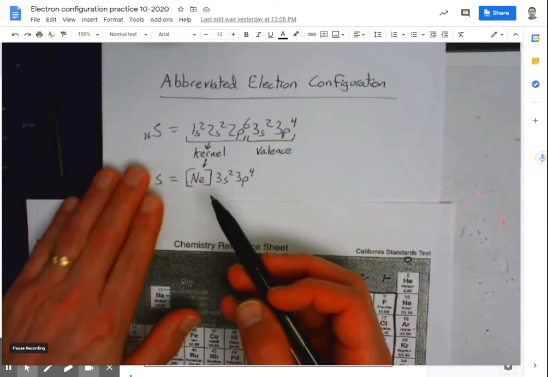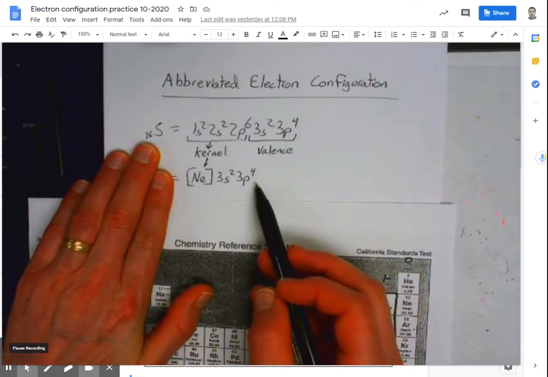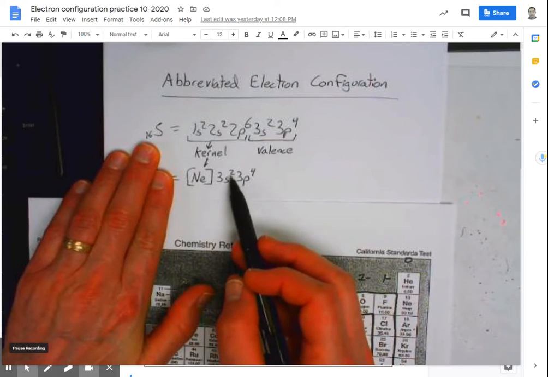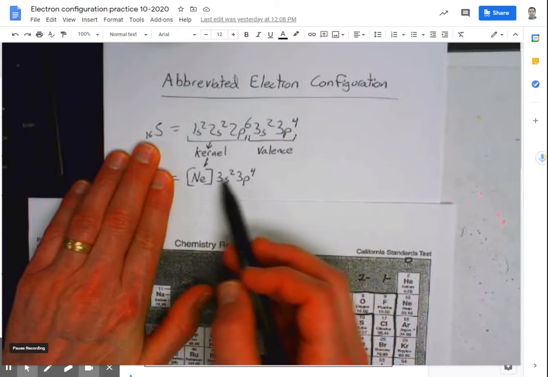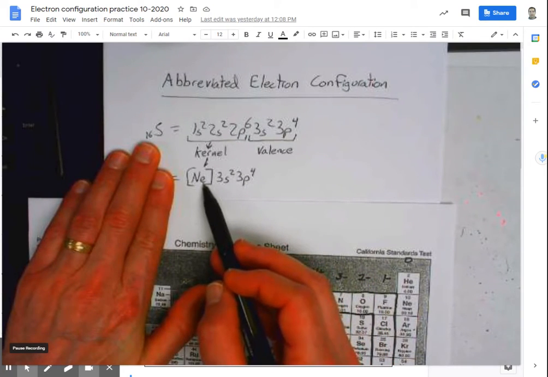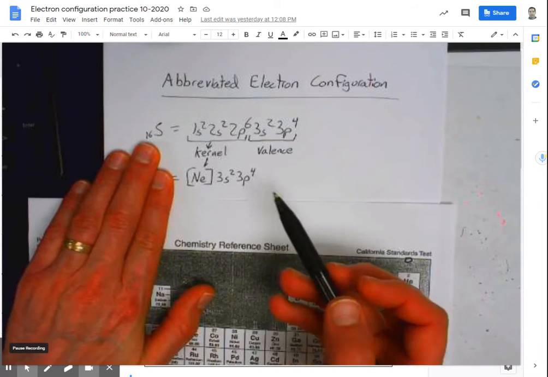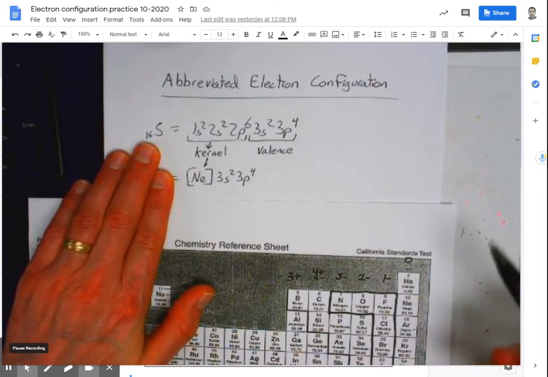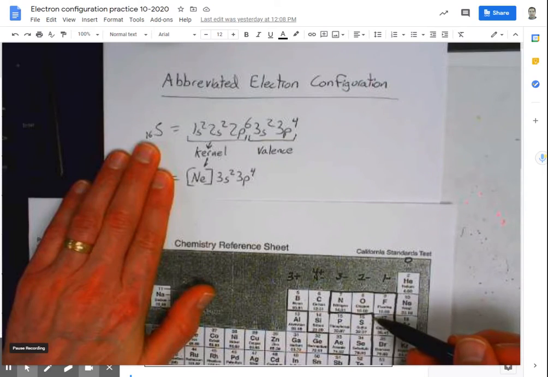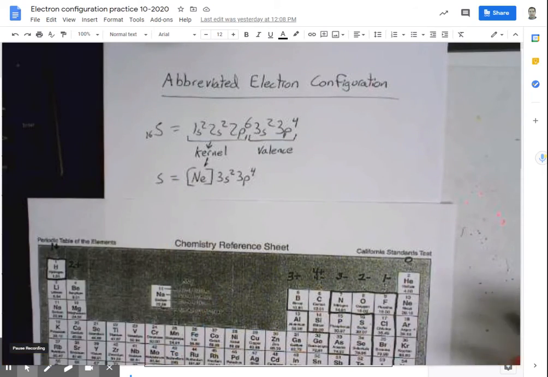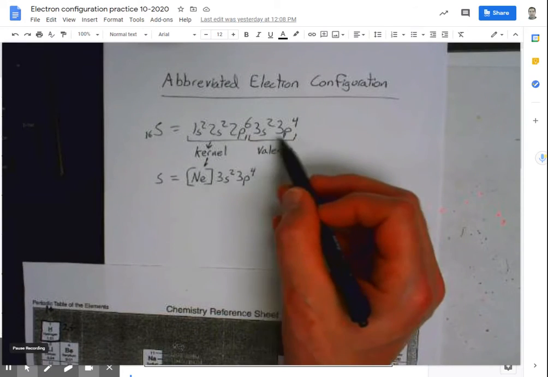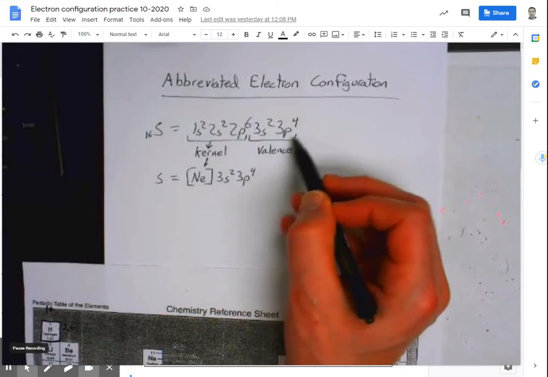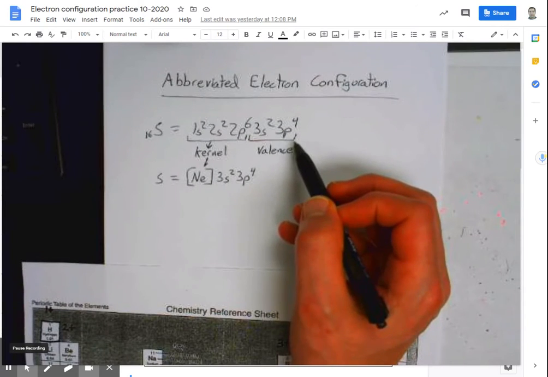Now, if I were to give you this abbreviated configuration and ask you what element it is, you couldn't just add up the 4 and the 2 and get 6. You also have to add the number for neon, which is 10. So 10 plus 2 plus 4 makes 16. And then you could look up element 16 and see that it's sulfur. So that's how you do an abbreviated electron configuration. The valence is the highest energy level that has electrons in it.